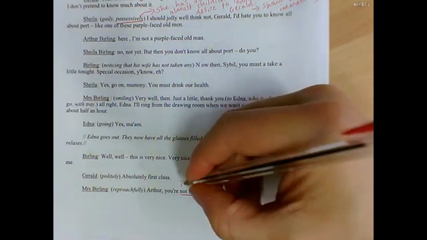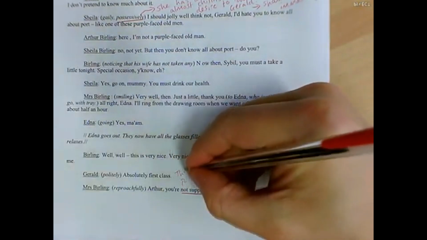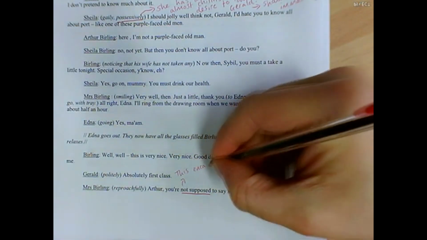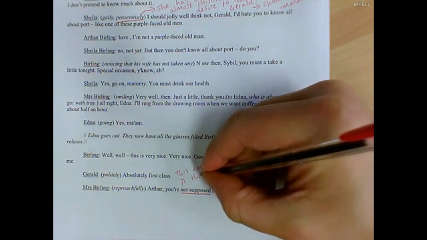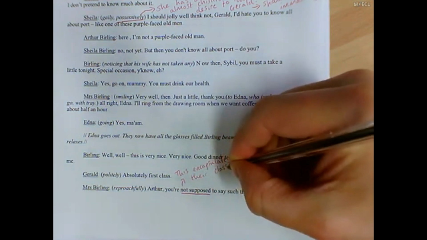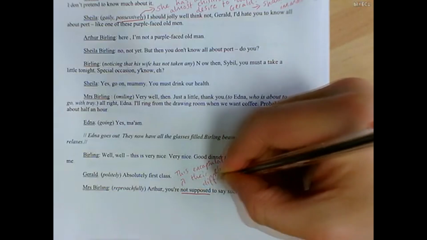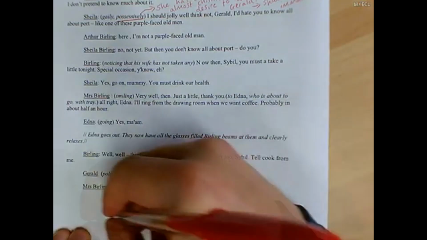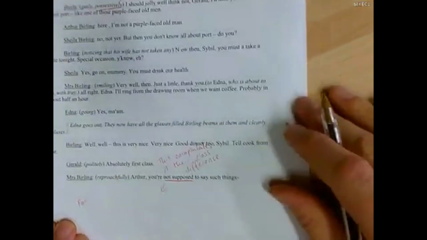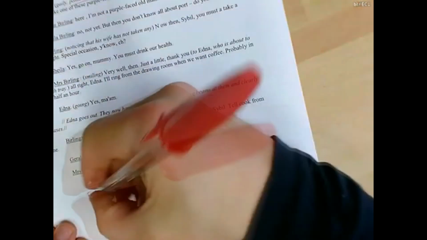Now, as this scene goes on, Arthur describes how the meal was first class, and he instructs Sybil, his wife, to thank the cook. She immediately tells him off, saying, "Arthur, you're not supposed to say such things." This is kind of their relationship in a nutshell. It encapsulates their class difference.